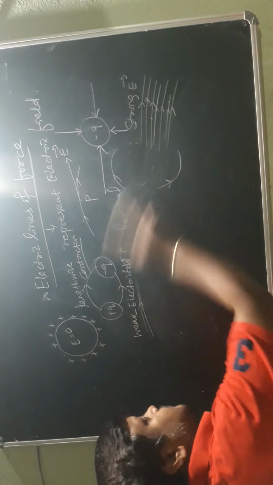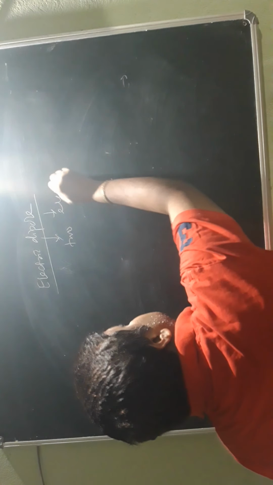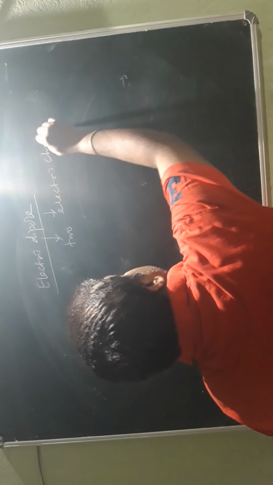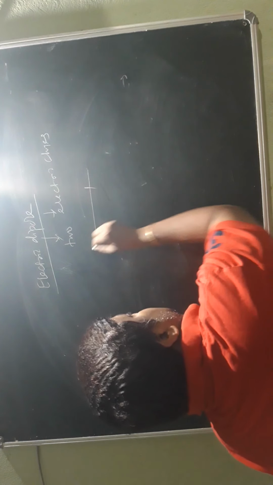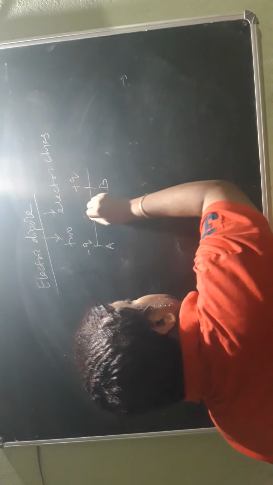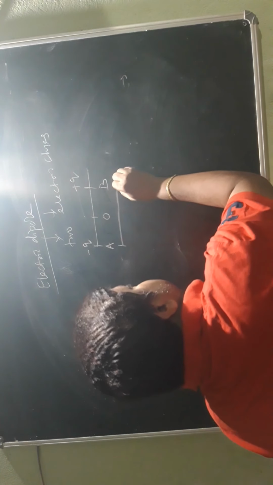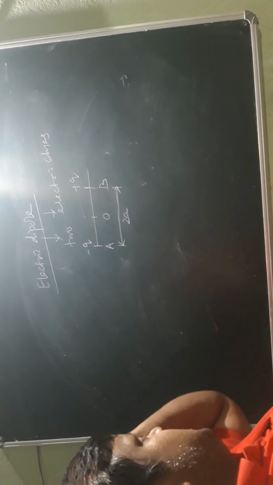Now we go to the next section, electric dipole. Di means two. Here pole refers to the electric charges. So suppose I locate minus q at A and plus q at B, and O is its center. Let them be separated by the distance 2a.